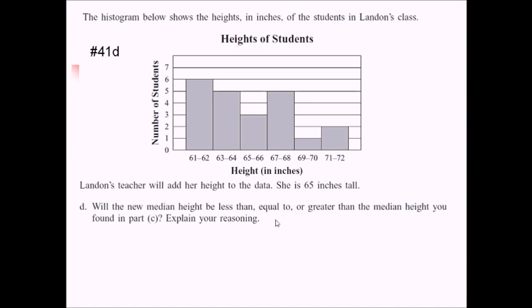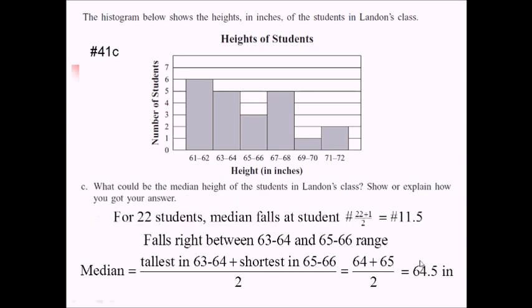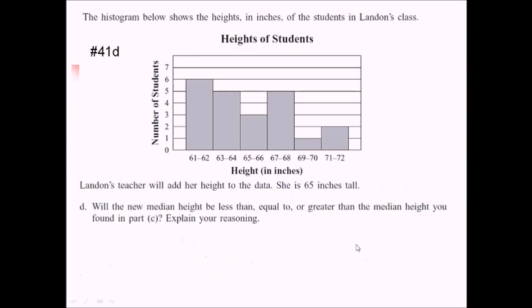All right, so we're going to have to base our answer to this off of whatever we wrote in part C, which you'll recall for me anyway was 64.5. So we're going to compare to 64.5. Now, if we add Landon's teacher in here, and she's 65 inches, that is adding a 23rd person to the data set. So that means the index number of our median now is going to fall at 23 plus 1 over 2, which is 24 over 2, which is now person number 12. Number 12, that's the index number of our median height.